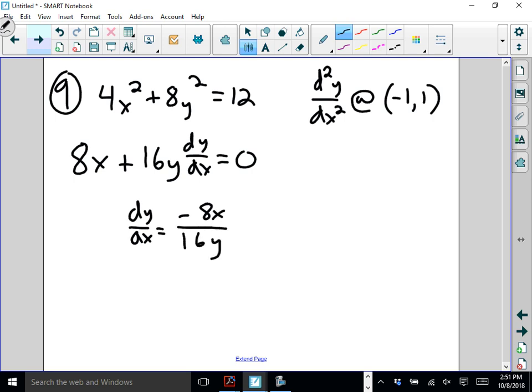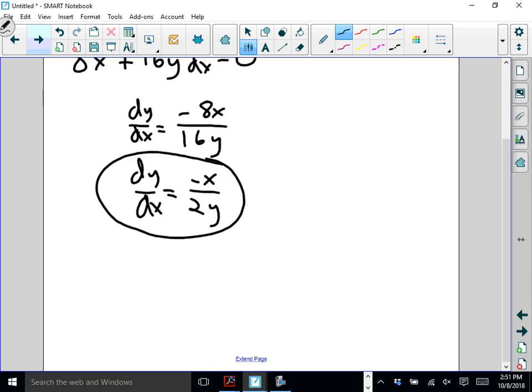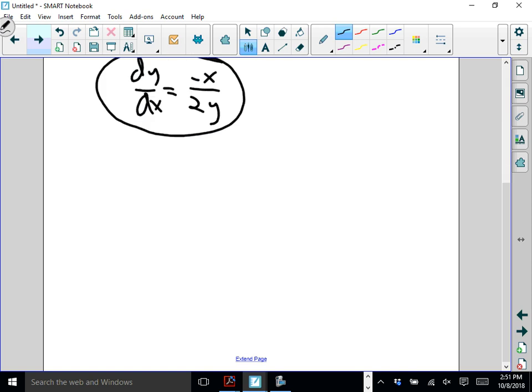Please, for your own sake, please simplify dy/dx here. Your life will be so much easier if you make that move. Now I like to circle my dy/dx when I'm done with the first derivative, and I got the most simple form. Now I'm going to go ahead and execute the second derivative.